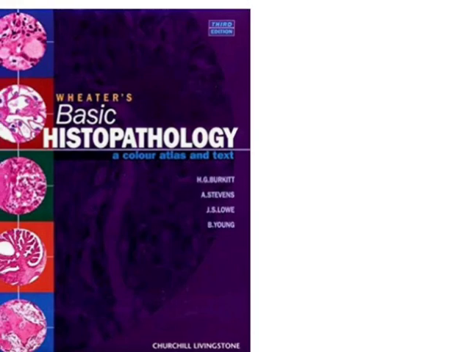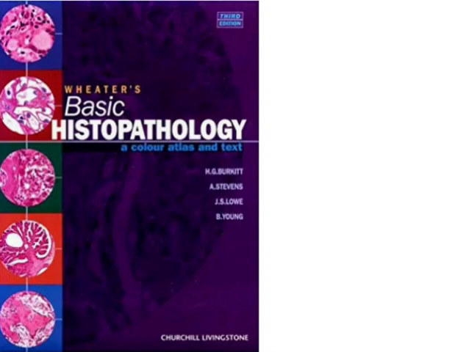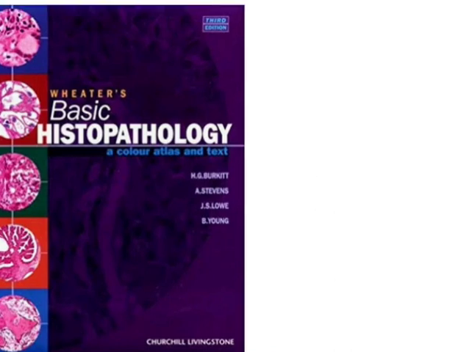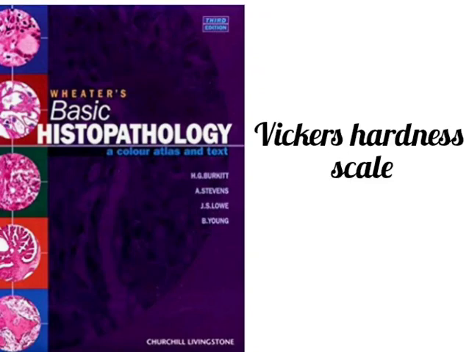In electron microscopy, we use dash microtome. The answer is ultramicrotome. In electron microscopy, ultramicrotome is used. Next, knife hardening is measured by using dash. Knife hardening is measured by using Winger's hardening scale.